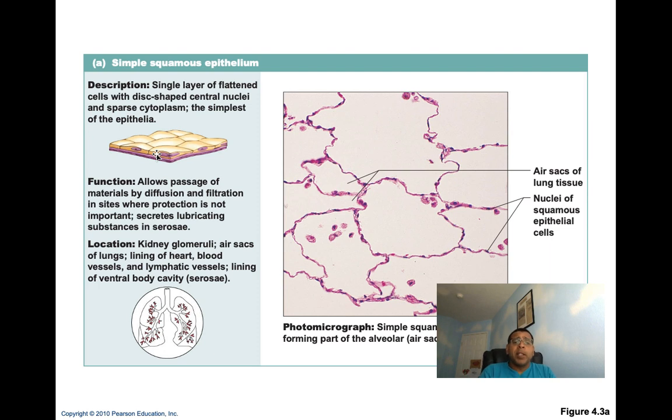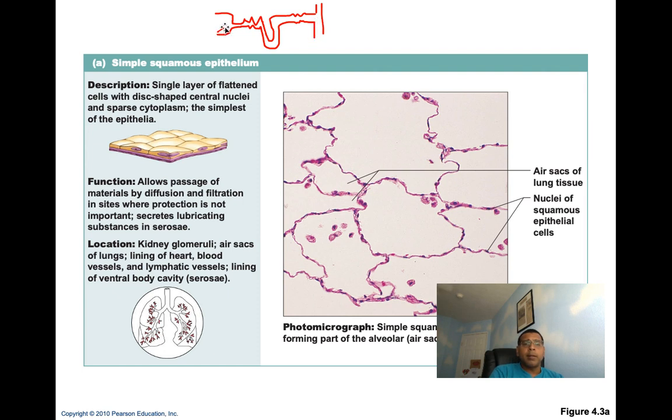Where do you find this type of epithelia? It is found in the glomeruli of the kidneys. The kidneys have a region called the glomeruli, if you recall from 107. The structural and functional unit of the kidneys is called the nephron, and here is an image of the nephron. Everybody is responsible for knowing about this nephron. It's complete fair game, and you should understand all the different parts of this nephron.